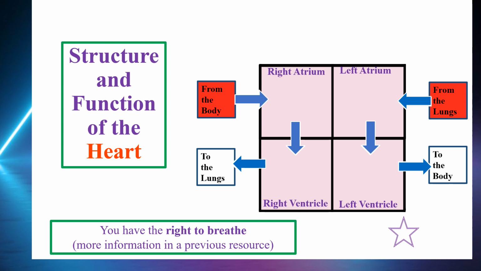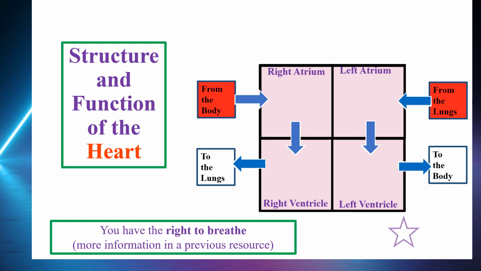We're going to start with the structure and function of the heart. That will make understanding strips a little bit easier. You can see on this diagram that we have blood in the body. This is deoxygenated blood that needs to return to the right atrium, and we have oxygenated blood in the lungs that need to come into the left atrium. You have the right to breathe. What that means is the right side of the heart will pump blood to where you breathe. There's more information on all of this in a previous resource.